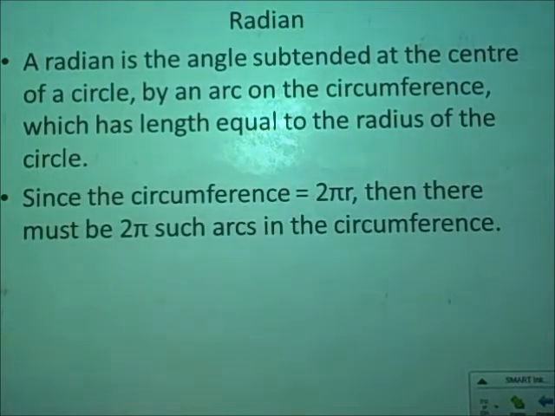Since the circumference equals 2 pi r, which is what we need to calculate the area of a circle, and you're very familiar with that formula, I take it, then there must be 2 pi such arcs in the circumference of a circle.